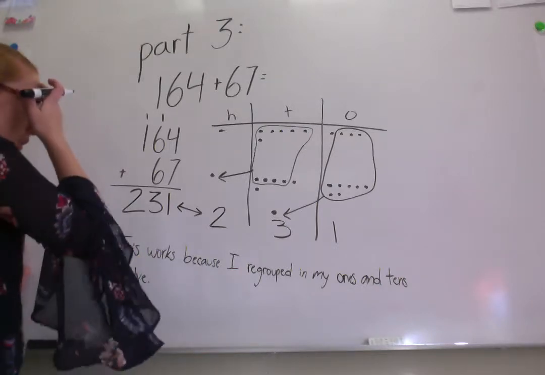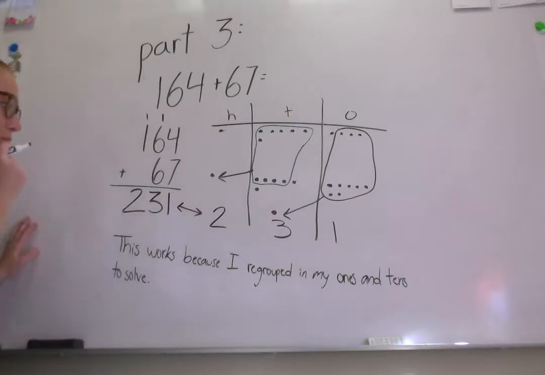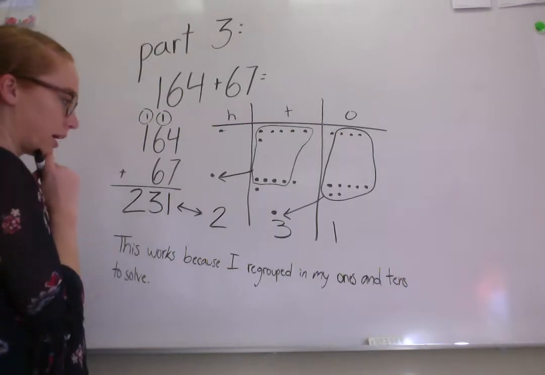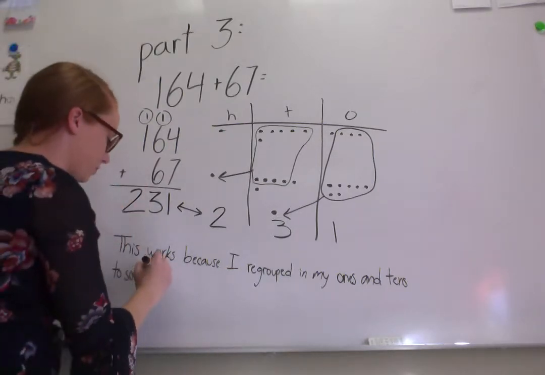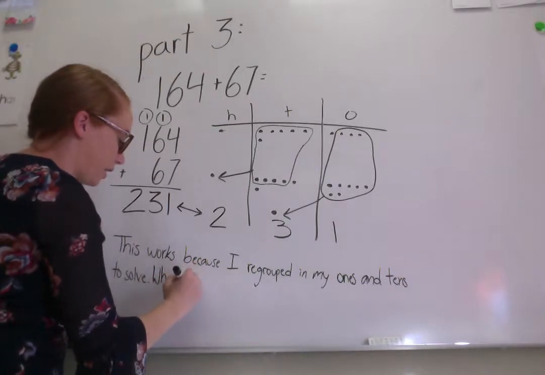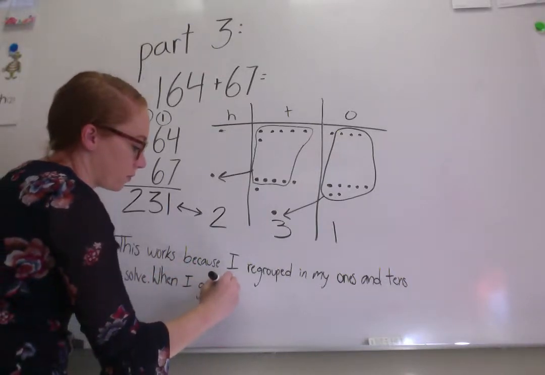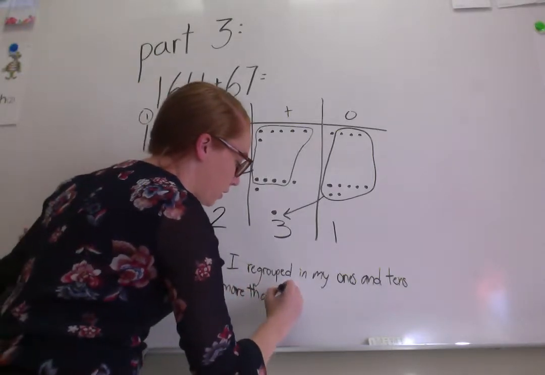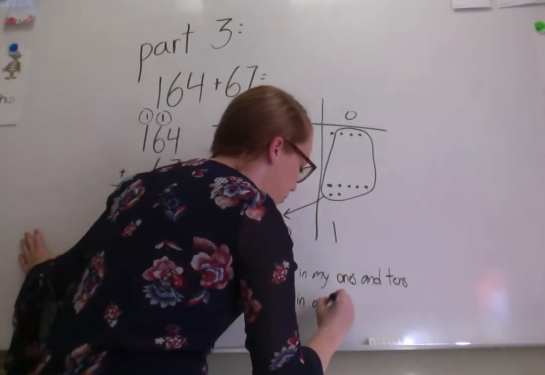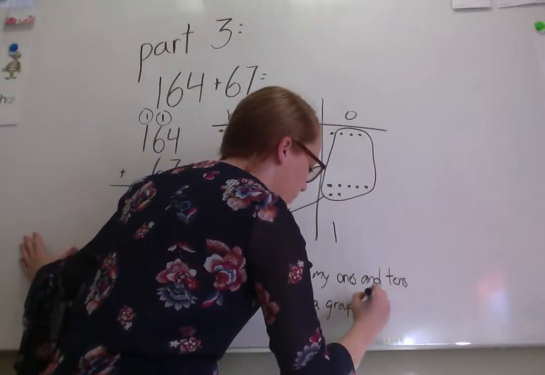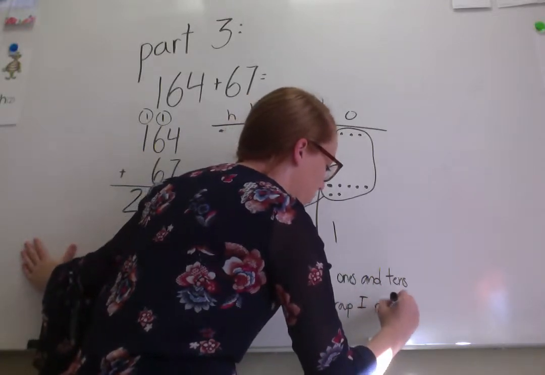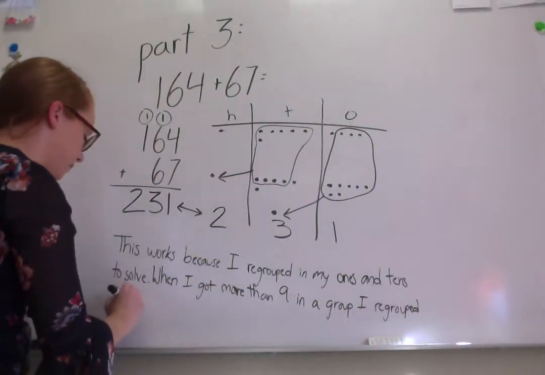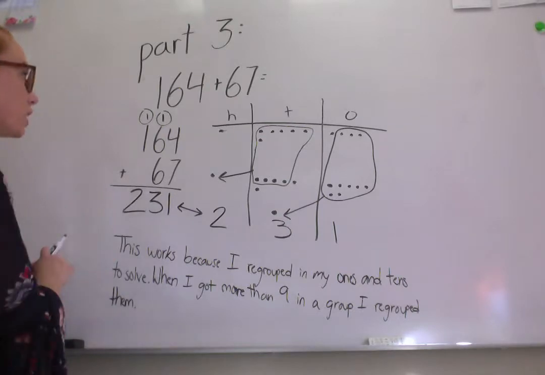And you can add any kind of detail. So you can talk about your picture, you can talk about your vertical form. In your vertical form, you're still regrouping because that's what's going on at the top right here, okay? You can talk about how you carried over. You can say when I got more than 9 in a group, I regrouped them. Anything like this, just explaining what you did and why it worked.